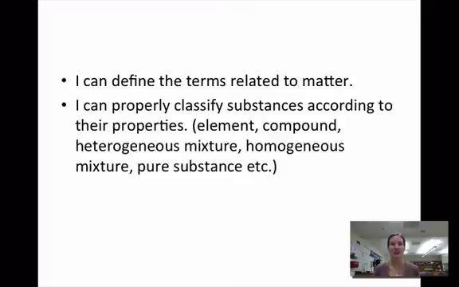Today's video will cover two learning targets. The objective is that you can define the terms related to matter and that you can also properly classify substances according to their different properties. Okay, so your goal is to learn the terms so that we can use them in class tomorrow.